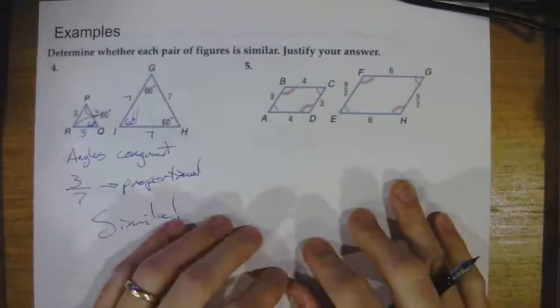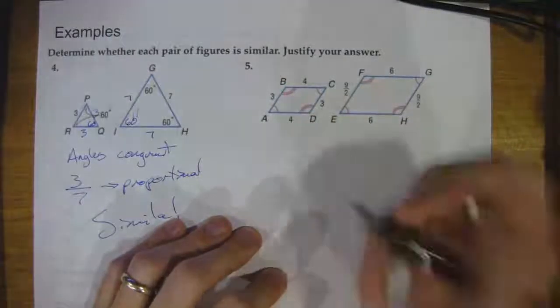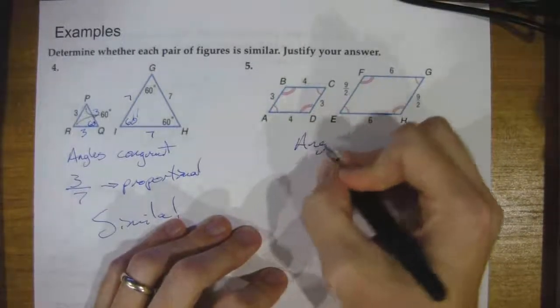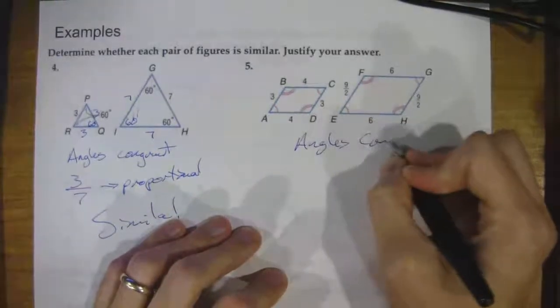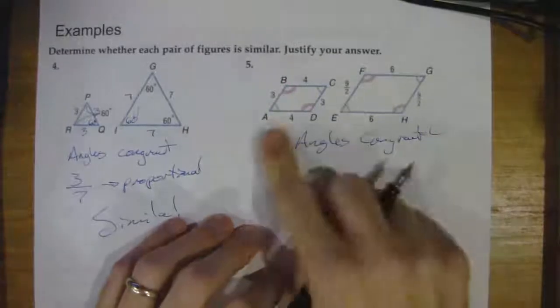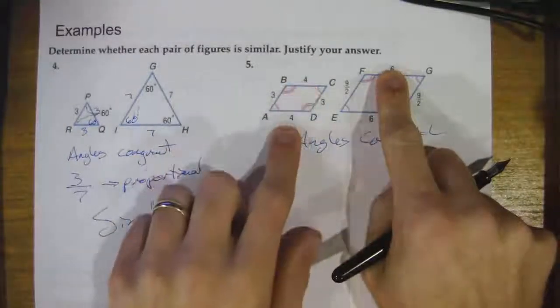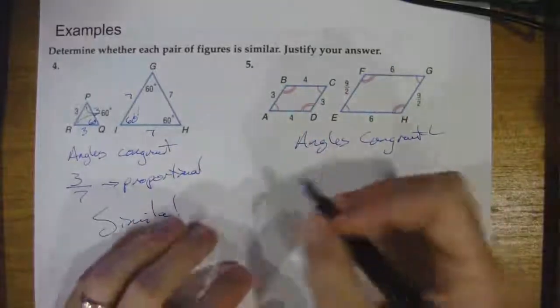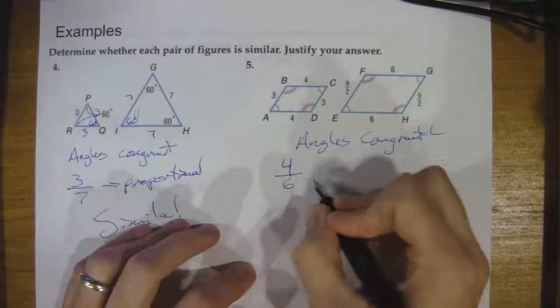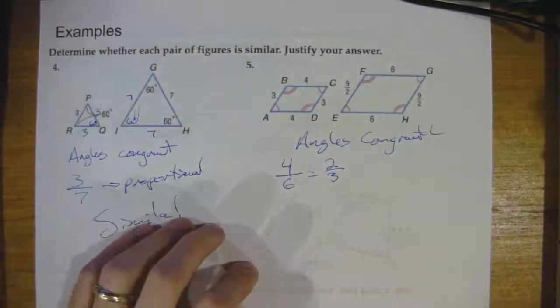Let's look at this one. I noticed that all of the angles seem to match up. So we've got angles congruent, so we can check that off. Let's look at sides. I've got a 4-to-6 and another 4-to-6. So that seems to match up. So 4-to-6, or in other words, a 2-to-3 relationship if we wanted to simplify it.